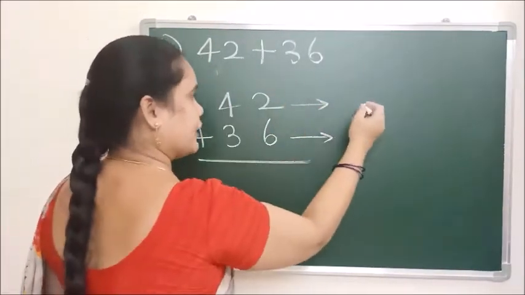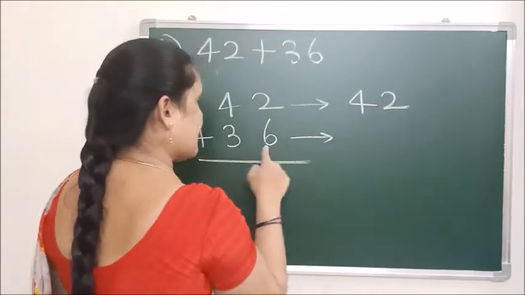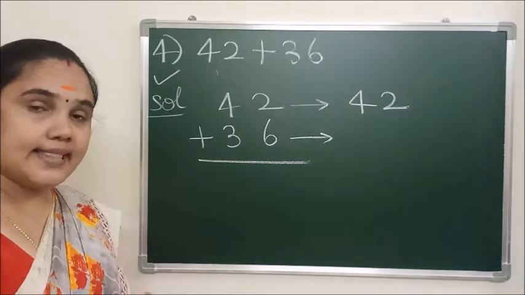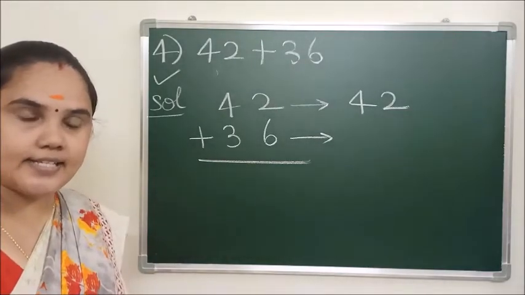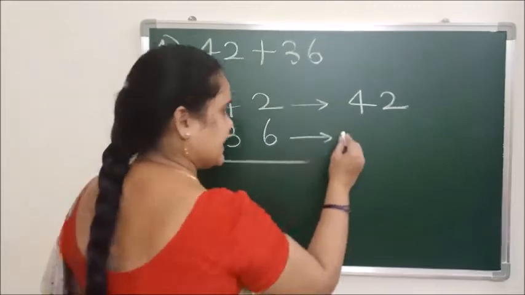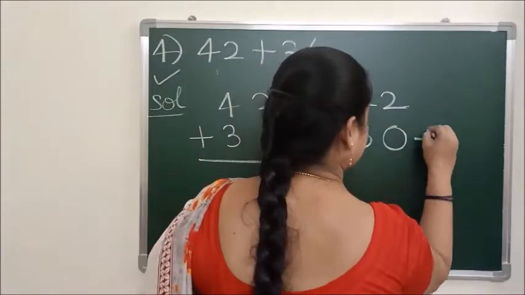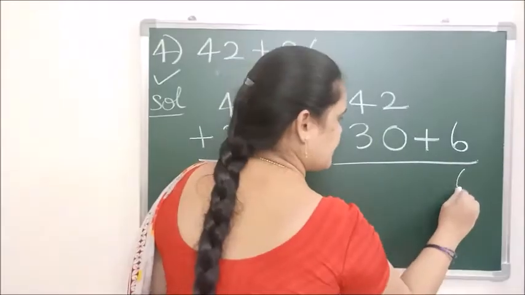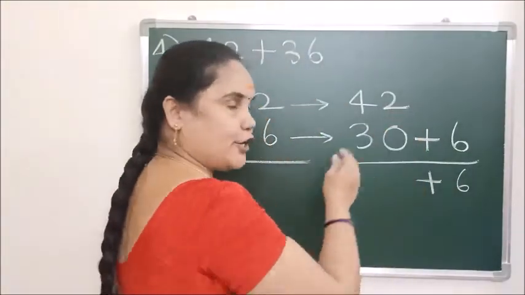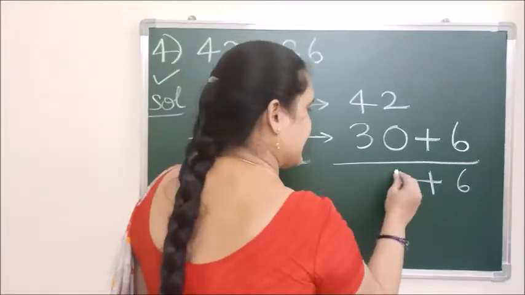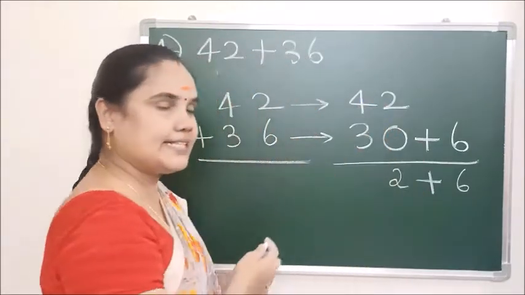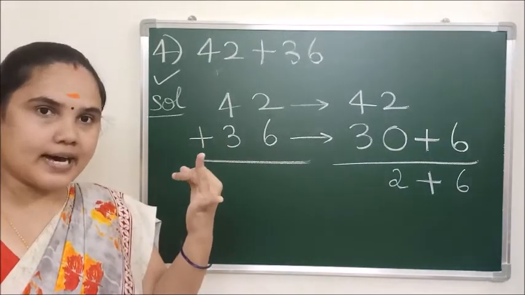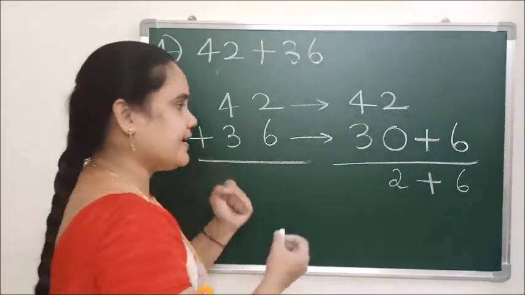Yes, we write 42 as it is. Now 36 is the smaller number, right, children? Now tell the expanded form of 36. Yes, 30 plus 6. Now add, children. 6 plus 2 plus 0 is 2, correct. 4 plus 3. 4 after 5, 6, 7.